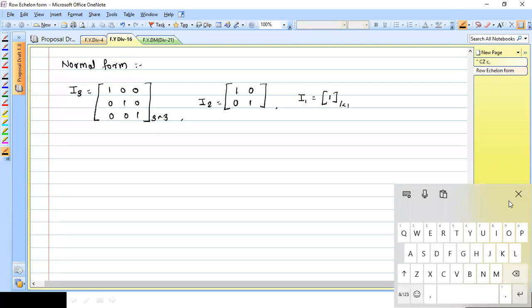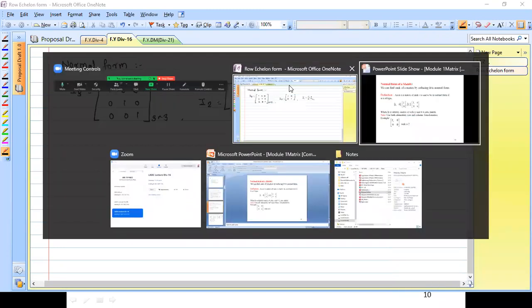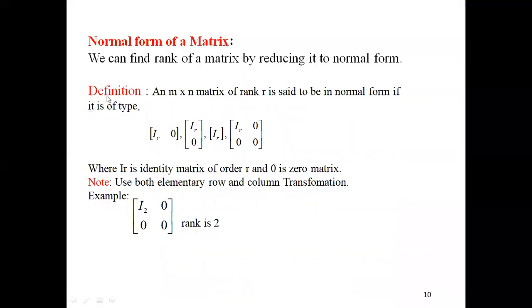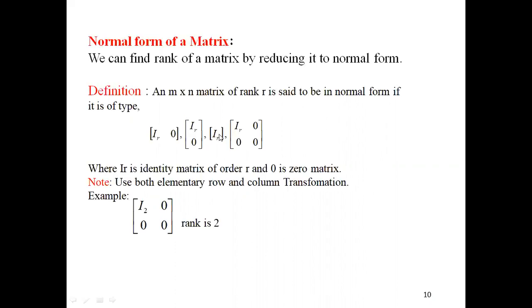So see now, what is the definition of normal form? Suppose we have an M cross N matrix. Here M may or may not be equal to N, so it is either a square matrix or a rectangular matrix, so any matrix. An M cross N matrix of rank R is said to be in normal form if it is of one of four types.